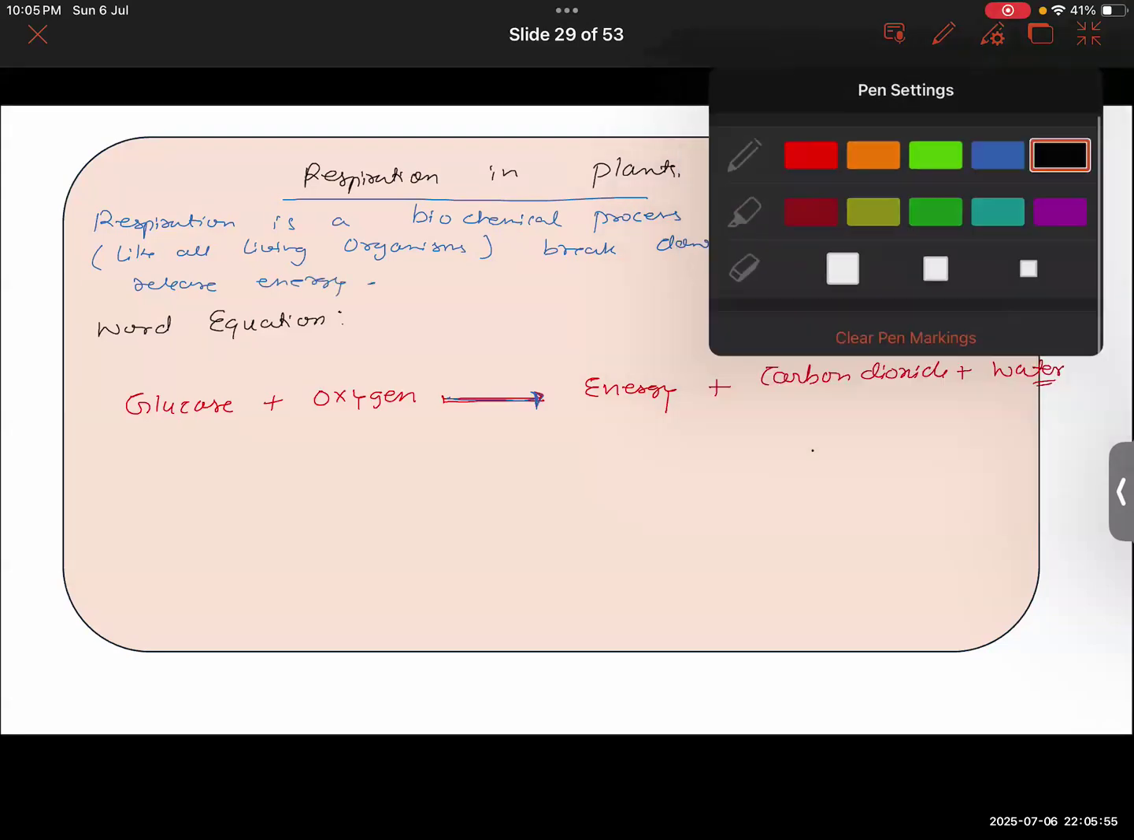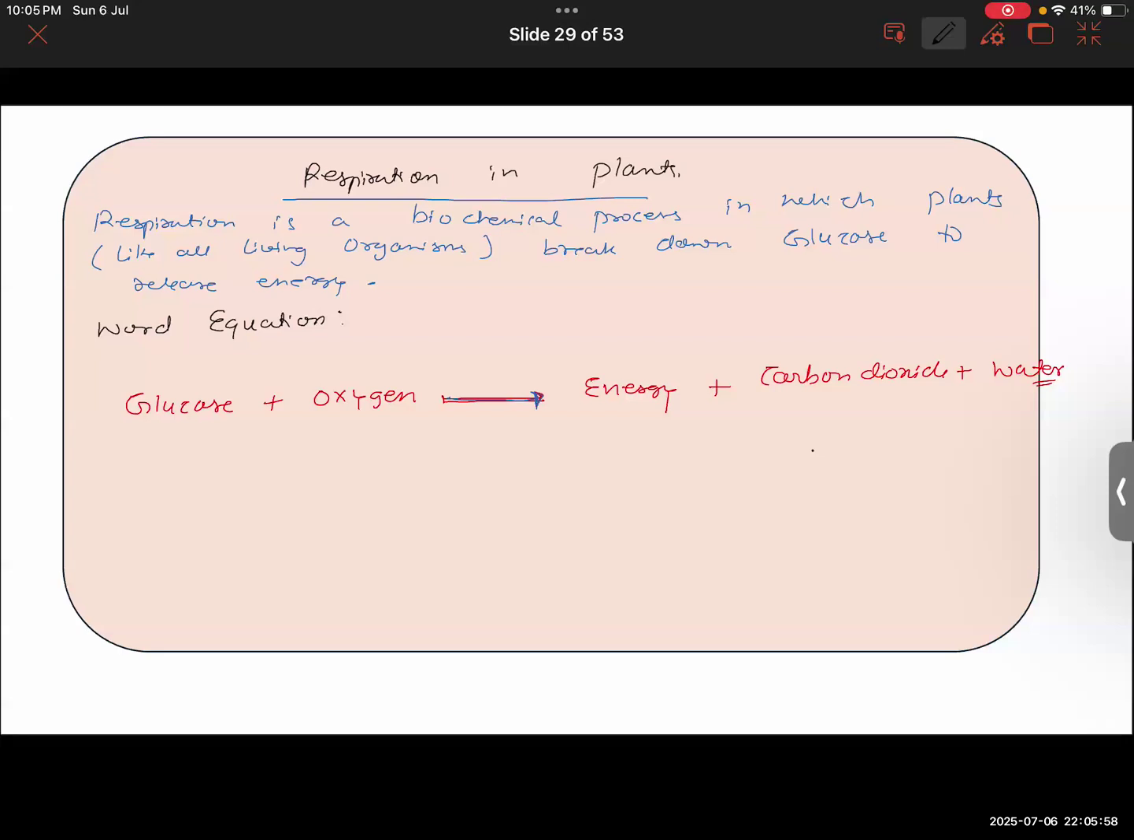Okay, and what will they do with this energy? The energy released here is used for different processes. Right now, the energy is used for all life processes by the plant, like growth, repair, and even for some other processes like absorption of nutrients from the soil. We can say that too.